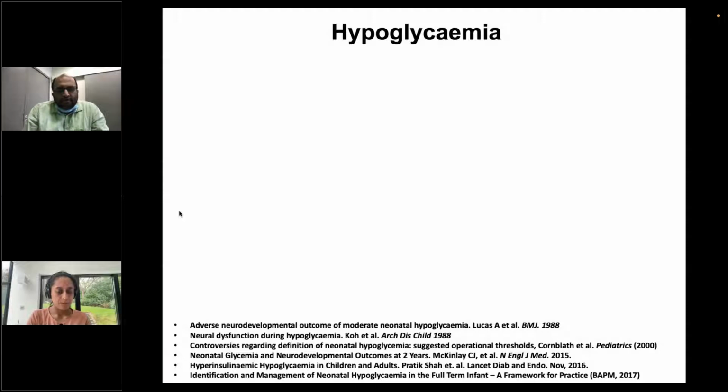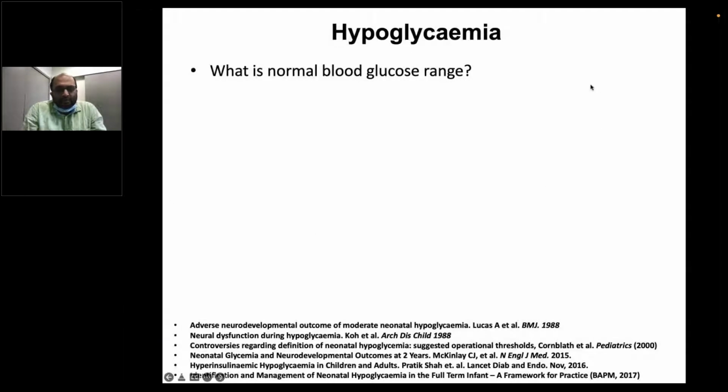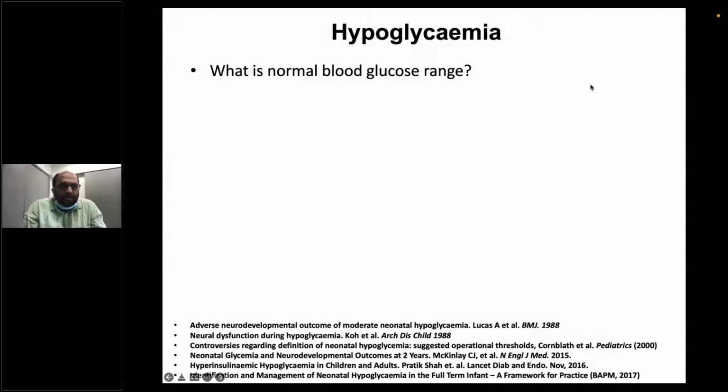So, when we talk about what is hypoglycemia and what is a normal blood glucose range in children, it actually varies. And interestingly, even in the same department, we sometimes see people take different ranges as normal blood glucose in children. There have also been numerous publications over the last 30 years on how to define a normal blood glucose range, either in a neonate or in a child.